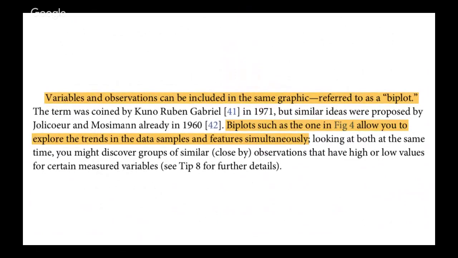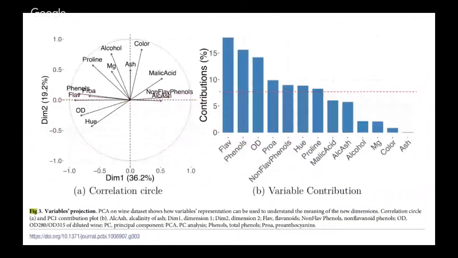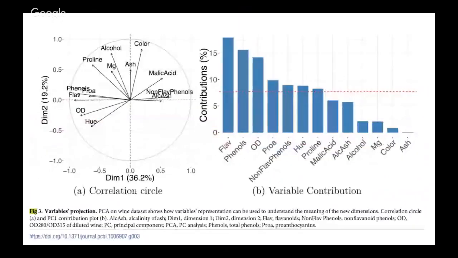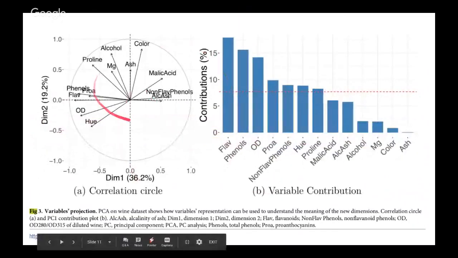Variables and observations can be included in the same graphic, referred to as the biplot. Biplots, such as the one in figure 4, allow you to explore the trends in the data samples and features simultaneously. We don't show this, but it's quite similar to this plot here.